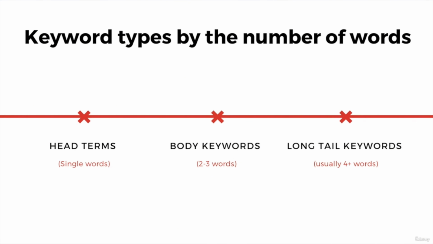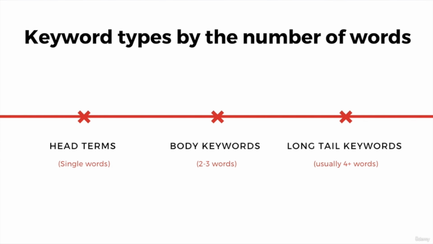Body keywords. Body keywords are 2 to 3 word phrases that can get decent search volume, at least 2,000 searches per month, but are more specific than head keywords. Keywords like life insurance or order vitamins online are examples of body keywords. These almost always have less competition than head terms.